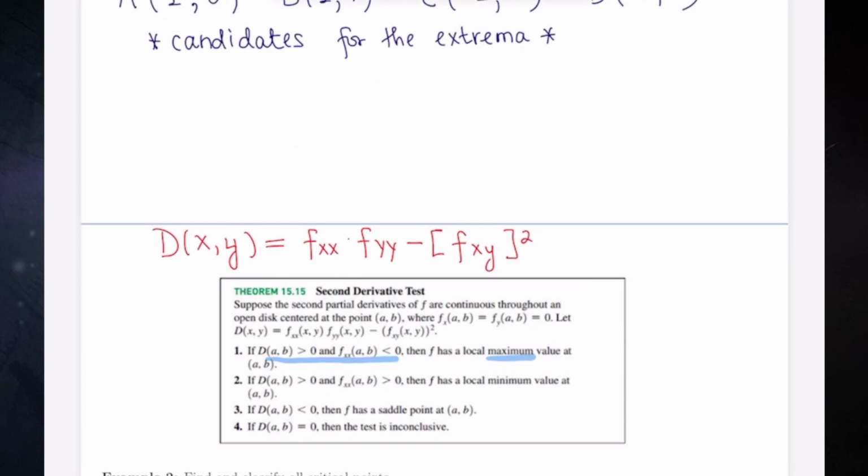Okay? Then if D is greater than 0 and the second derivative bigger than 0, then we have a local minimum value. Okay? If the discriminant is less than 0, this is what we call a saddle point. Okay, you do not need to check the value of the second derivative. And what is this? What is the saddle point? Okay, so we haven't discussed that yet.